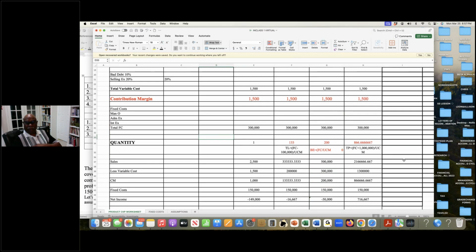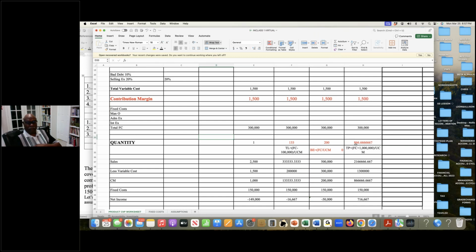Okay, so let's look at our quantities. What was our break-even quantity? Was it 200? Yeah, I had 200. What about the target loss? I had 133.333. I thought it was wrong, but I guess I'm not. And what was the target profit of $1 million? 867.